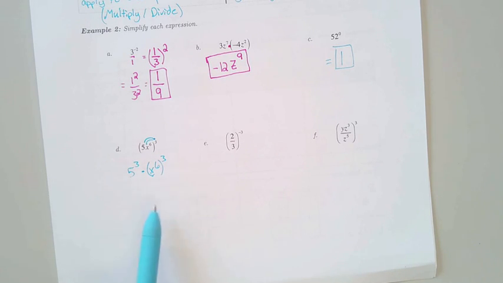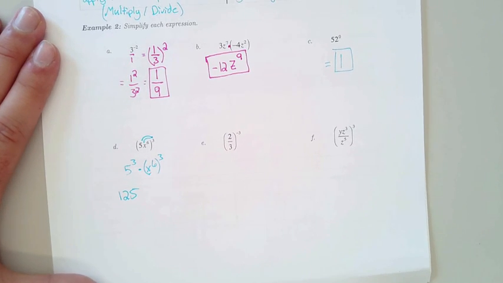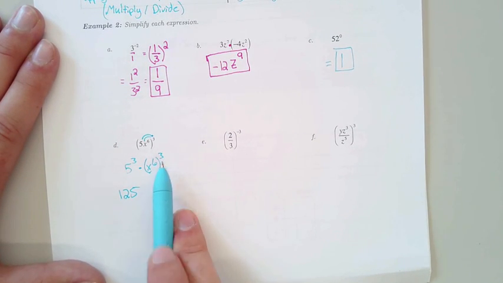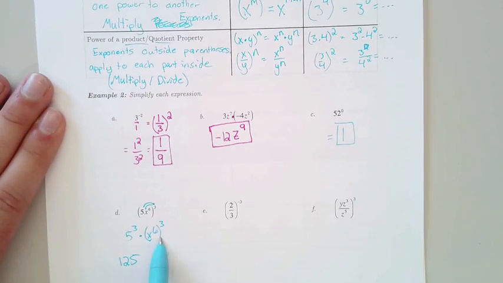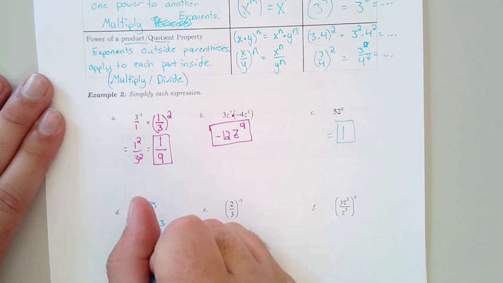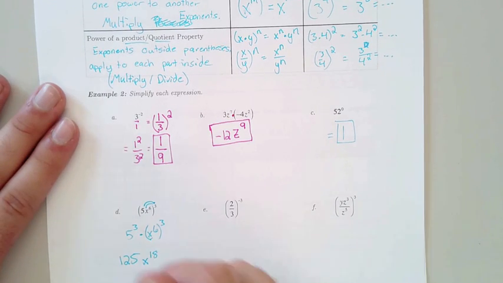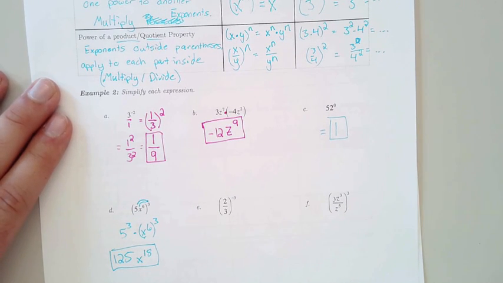I can start to simplify that. 5 to the 3rd is 125. If you don't know that, you can grab a calculator and work through that. Then I have the power raised to another power. In our exponent rules, if we go back up here, power to a power, we multiply. So I'm going to multiply the 6 and the 3, which means this is an x to the 18th power. So 125x to the 18th, that is my answer.